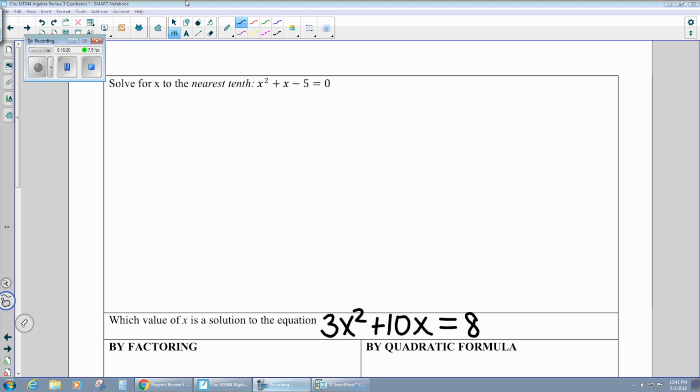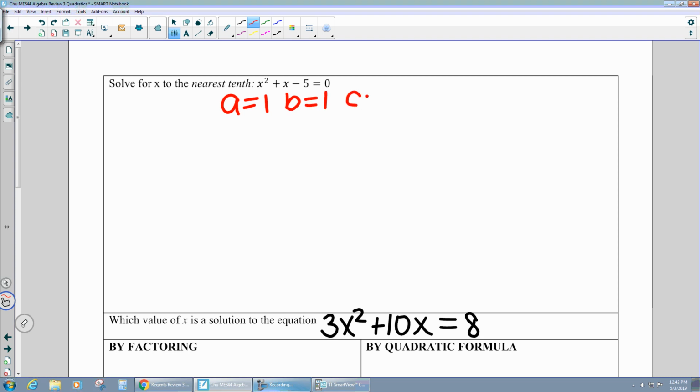Okay, so let's do this next problem together. It says solve for x to the nearest tenth, and we're given the equation x squared plus x minus 5 is equal to 0. So first thing I'm checking for is that it's in standard form. It absolutely is, so let's identify our a, b, and c. A is 1, b is 1, c is negative 5.